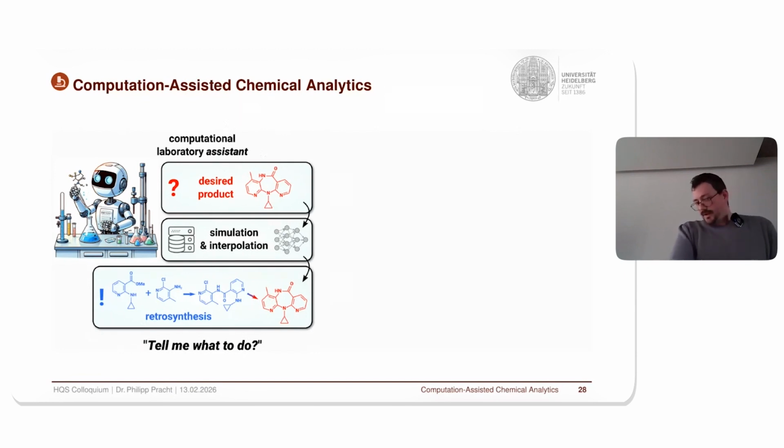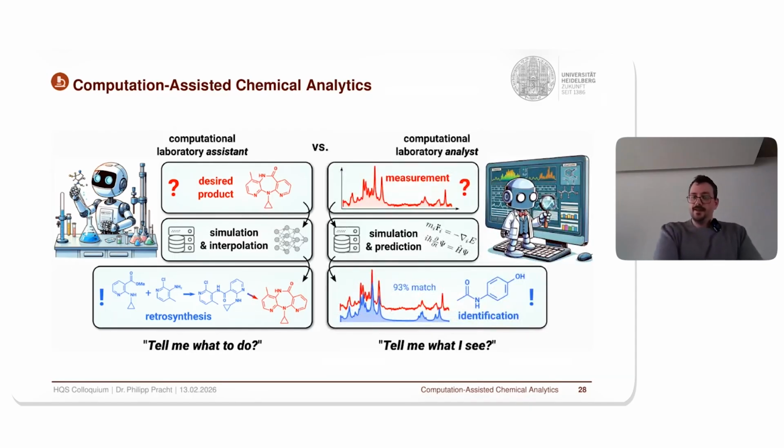Separate from this, and this is what I'm trying to work towards and secure funding for right now, is a computational laboratory analyst. This is opposed to the assistant: you have a measurement, a spectrum. You don't know what the measurement is for, and you want to find out what you are seeing in this measurement through simulation and prediction. Imagine, for example, a measurement from a distant astronomical spectrum. You want to find out what molecules you are seeing at the other end of the universe.